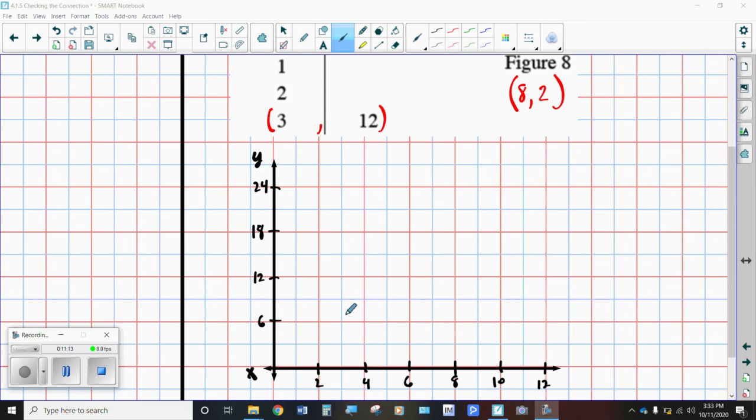All right, so I decided to count by 3 on each of these so I could get up to 24. I don't know that we need to get to 24. I just don't want to make a mistake of having to do it over because I didn't go far enough up and we couldn't find our y-intercept.